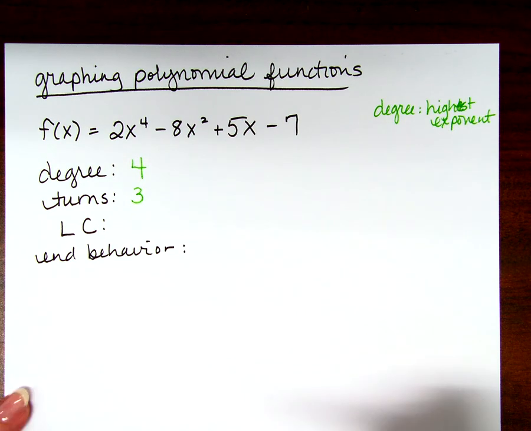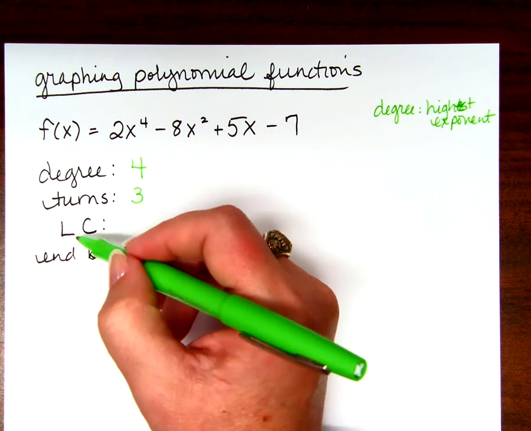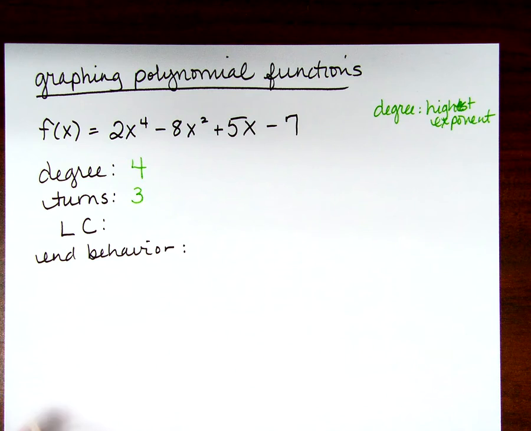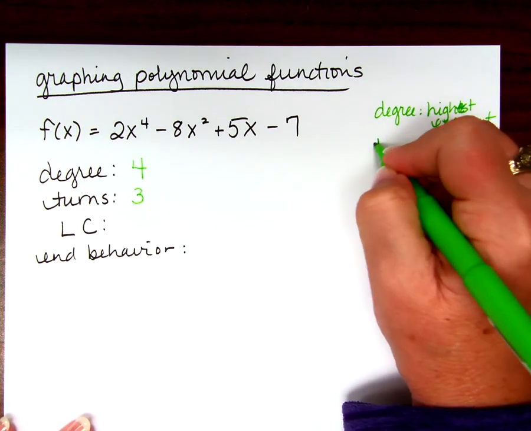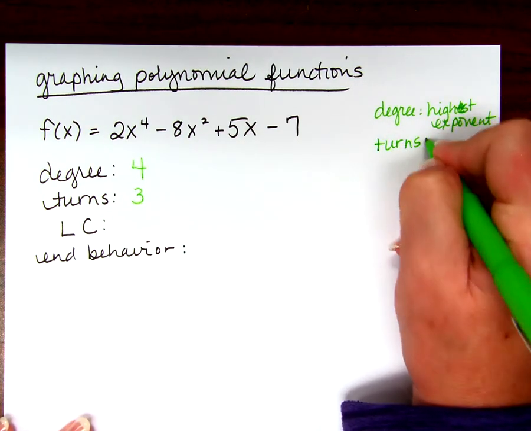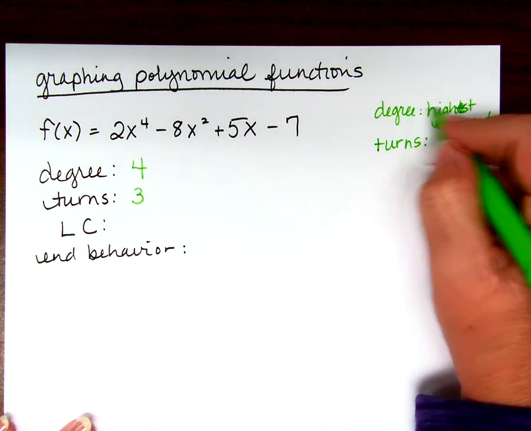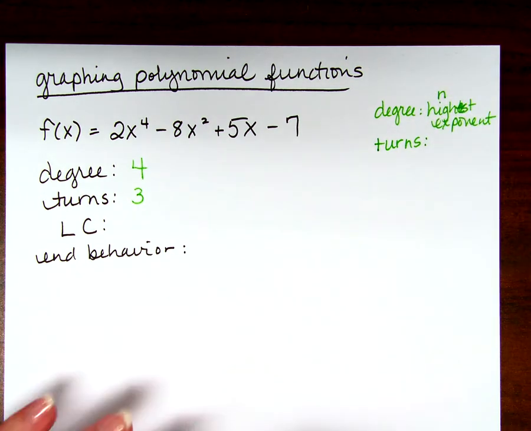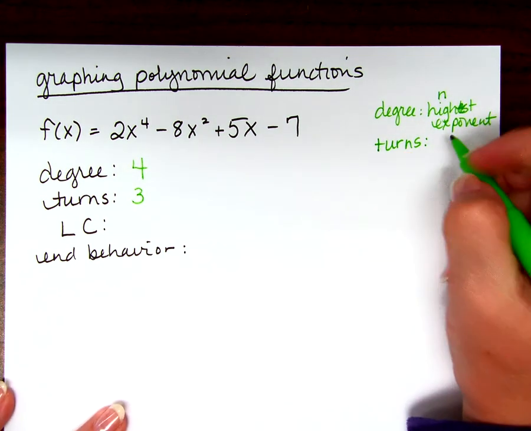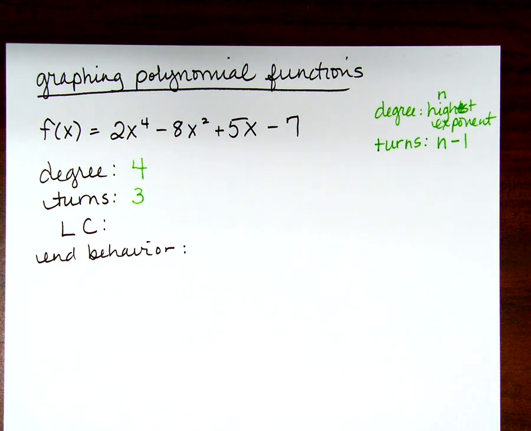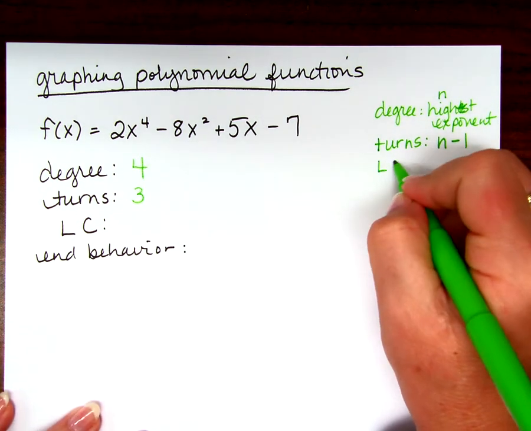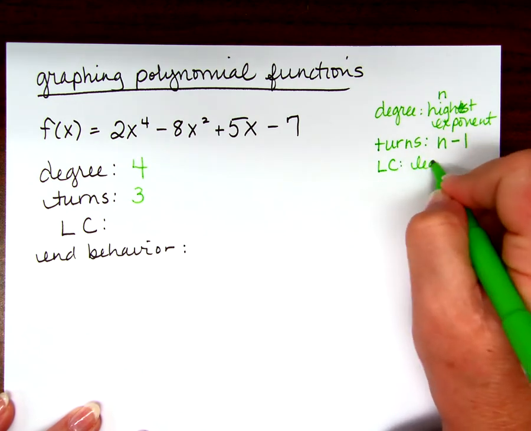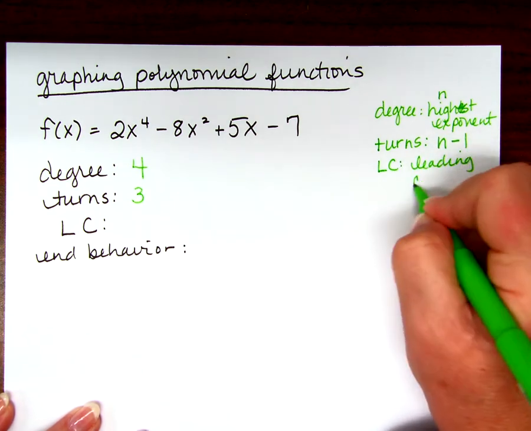Okay? Now, the leading coefficient. Is it okay if I put LC for leading coefficient? I'll put it over here. Let's put terms. Let's make sure we have some notes about terms. So the degree, can we call this n? Can we call the degree n? So then how many terms are there? N minus 1. Perfect. Okay. Now what does LC stand for? Okay, leading coefficient.